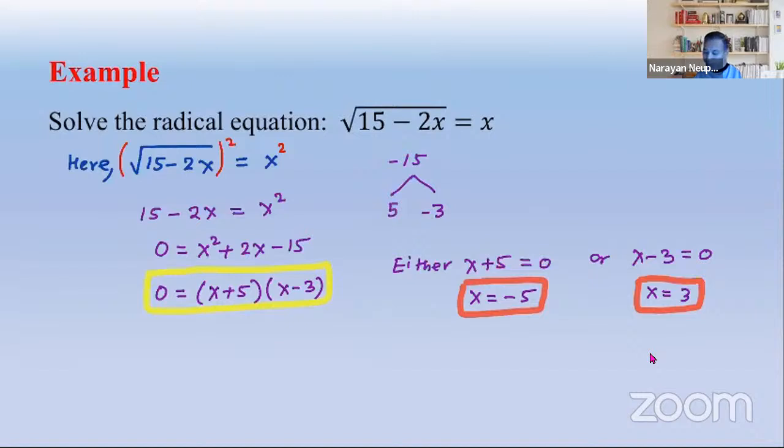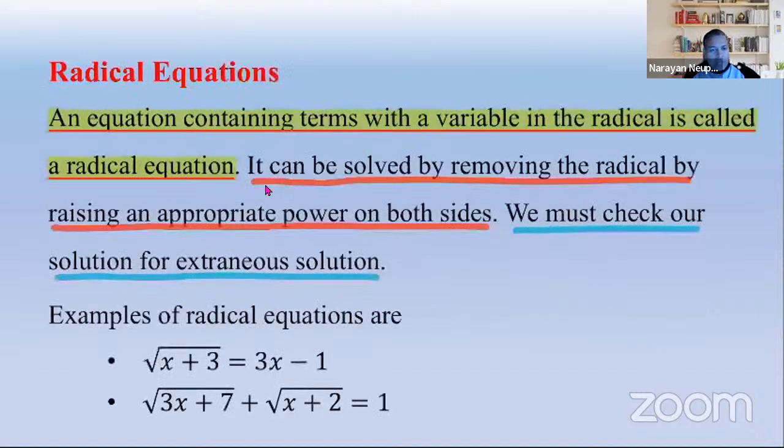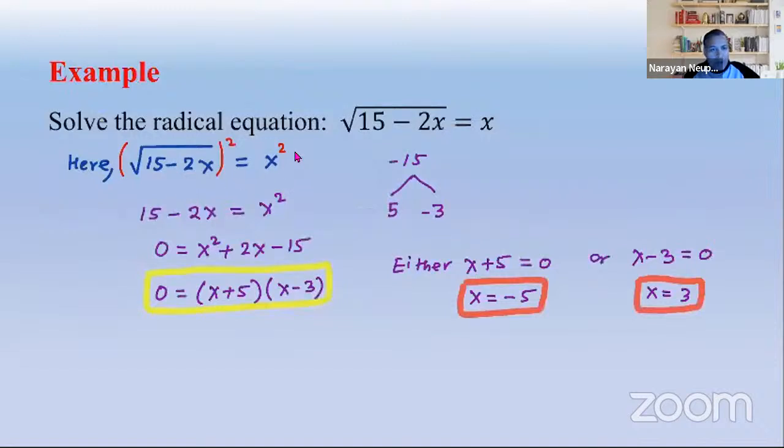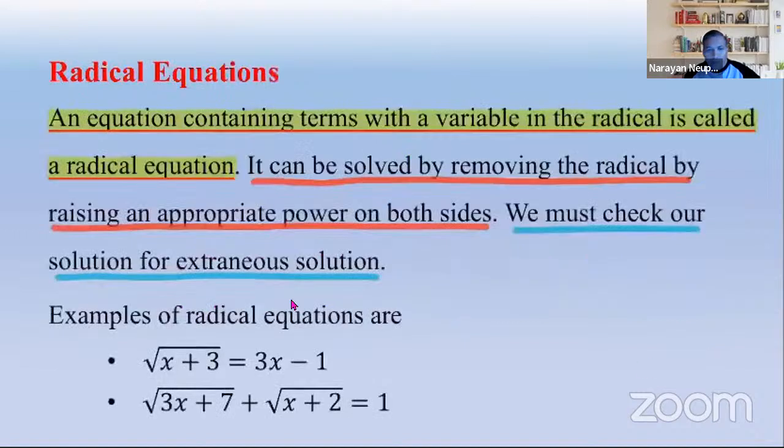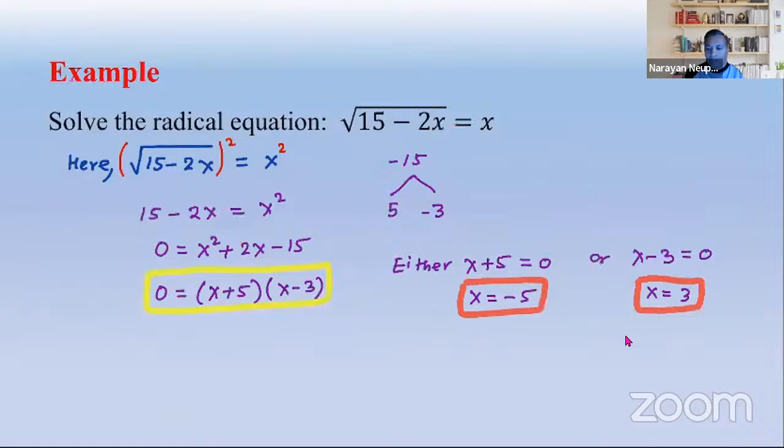If you look at the theory that we discussed here, we can solve a radical equation by removing the radical, by raising both sides to an appropriate power. We did that. We raised to the power 2 and then solved the equation. We got two values. But after you get the values, we must check our solutions for extraneous solutions. So we must plug back in and check whether these two solutions make sense or not.